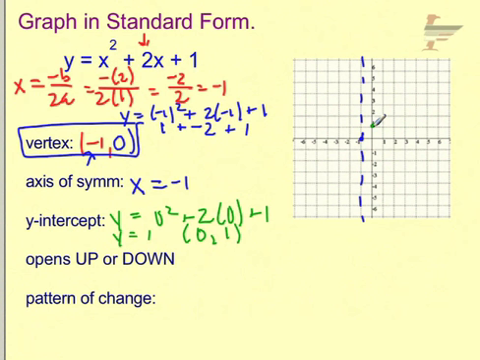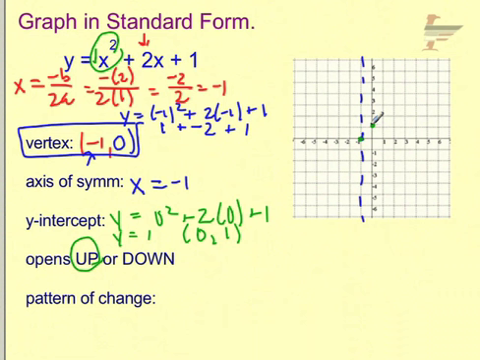To know if this is opening up or down, we're going to look at our a value. Our a value is 1. Since it's positive, that means we're opening up. And since our vertex was at negative 1, 0, it makes sense that we're opening up, because we see that we have a point above it as opposed to below the vertex. So we are opening up.